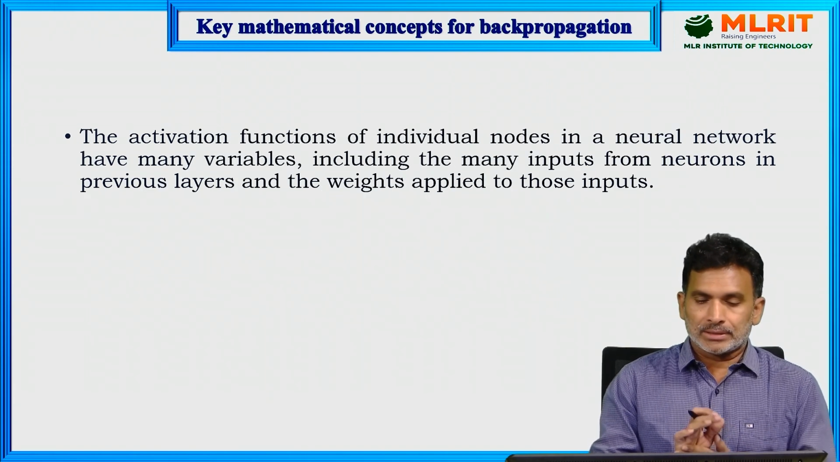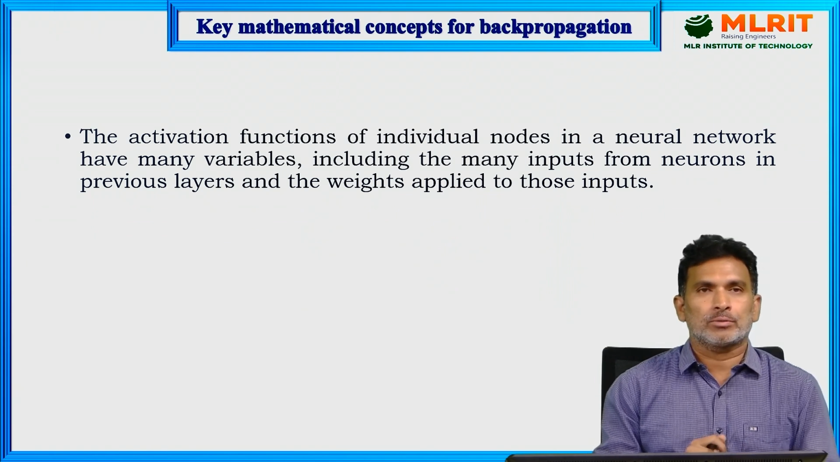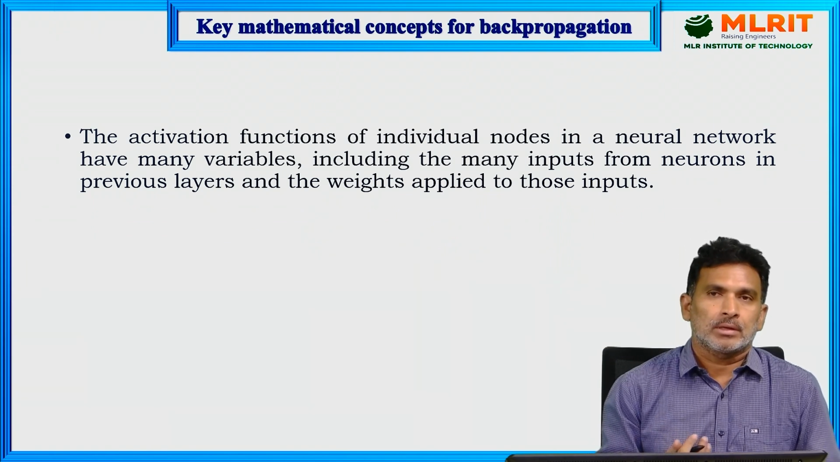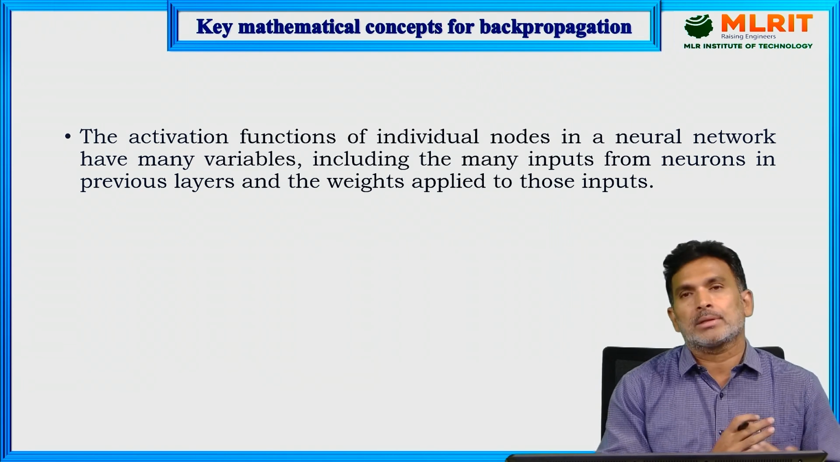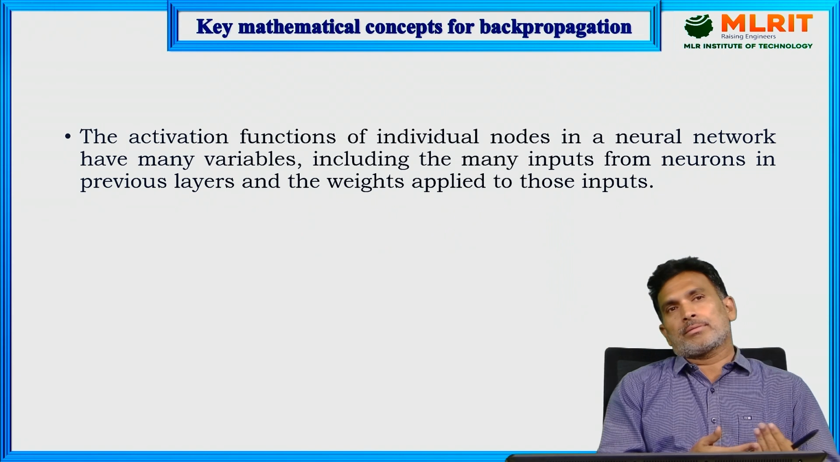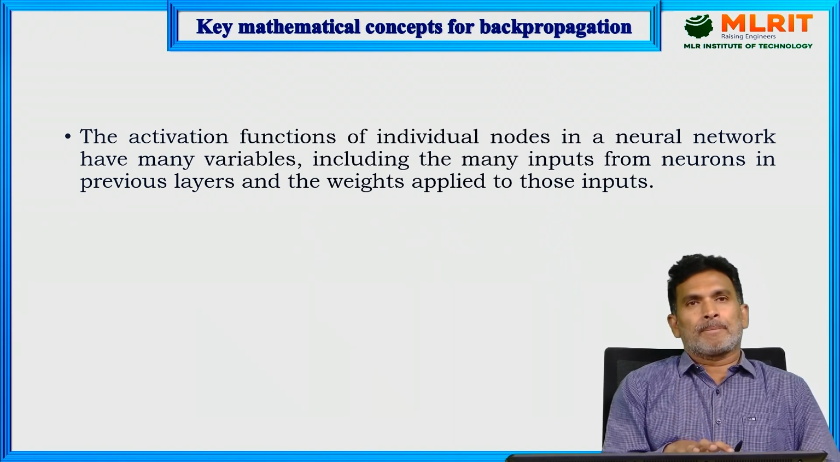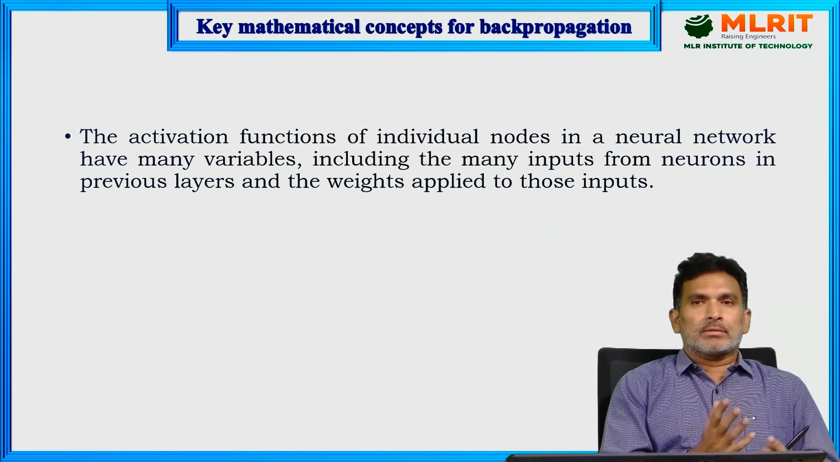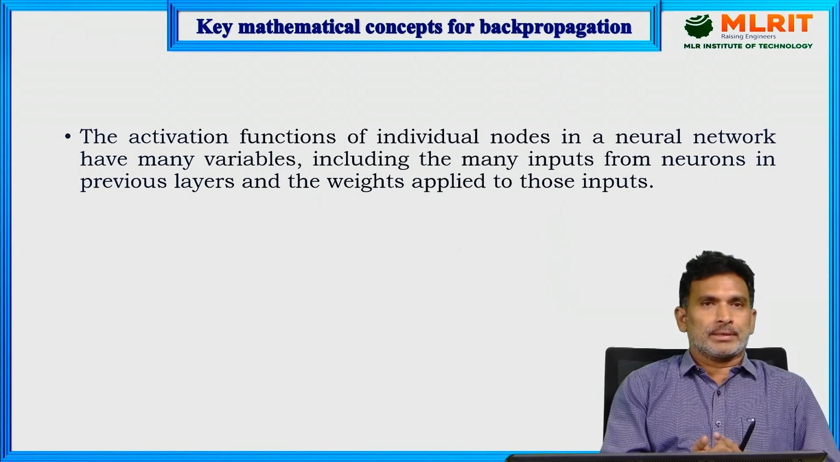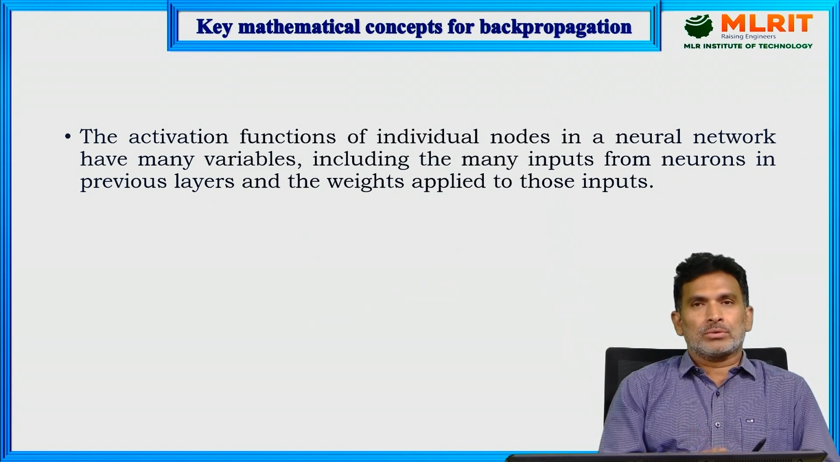So next one is the activation function. Individual nodes in a neural network have many variables. Like in the previous example that we discussed, there are only two weights. If you take each neuron in the hidden layer, there are two neurons in the hidden layer. So the variables are weights, biases, inputs, etc. That includes the many inputs from the neurons in the previous layers and the weights applied to those inputs. So these are all the variables.